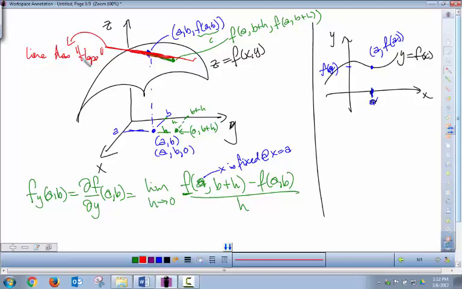So the line has slope f sub y at a particular point, (a, b), where x is fixed. So x is fixed, and you're only going in the y direction. Okay? So that's a general picture of it.